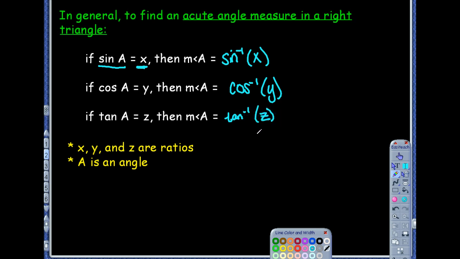So the whole idea today is we're going to know both parts of the ratio, so we'll be able to write the ratio, or we'll be given the decimal. And with that ratio, I can then go backwards to find that angle measure by doing that inverse trig function.